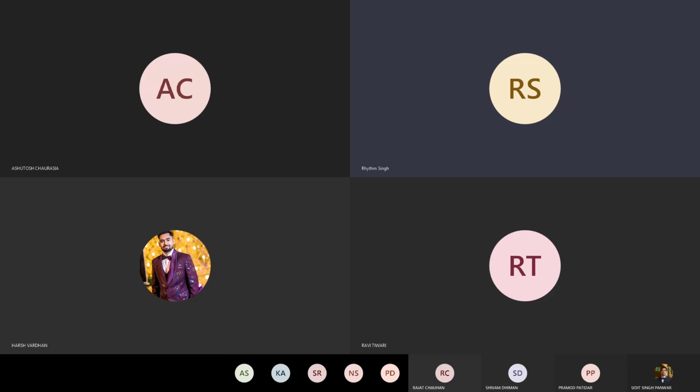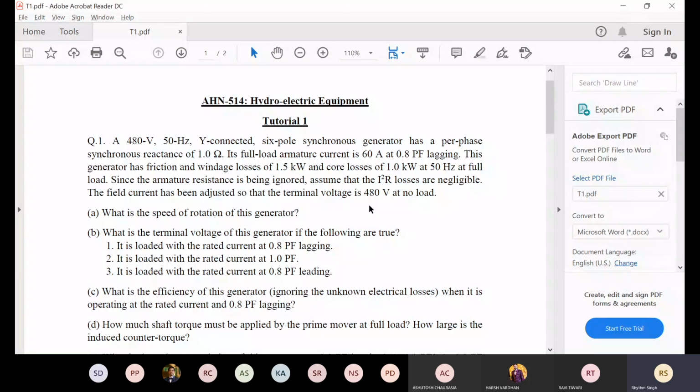My idea was that we will discuss this phasor diagram through this particular example, and more in an applied way instead of doing it in a theoretical manner.